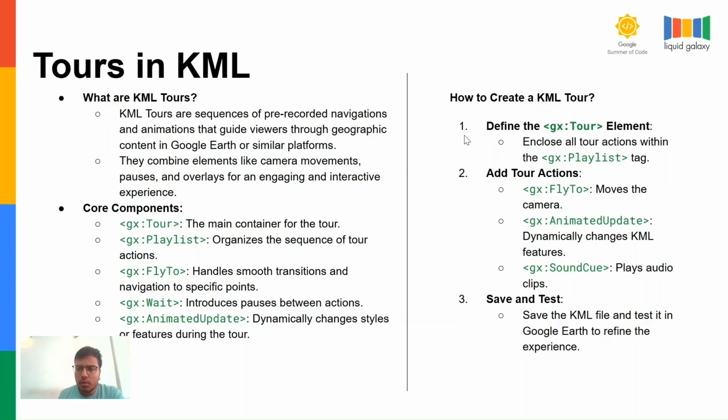So how can we create a tour? So for this, we have to first define the tour element. We have to define the playlist tag and ensure all our actions are within the playlist tag. Then we can add tour actions like fly to, animated updates, and sound cue. The sound cue basically is a tag which plays the audio clips for the tours. So now next we can save and test in Google Earth for the final experience.